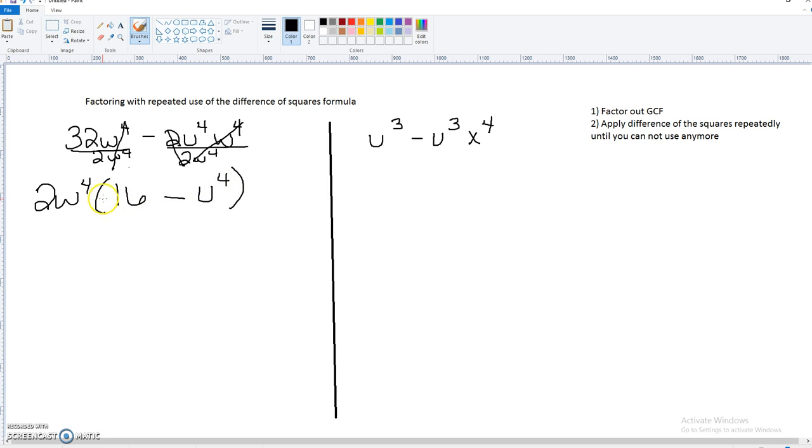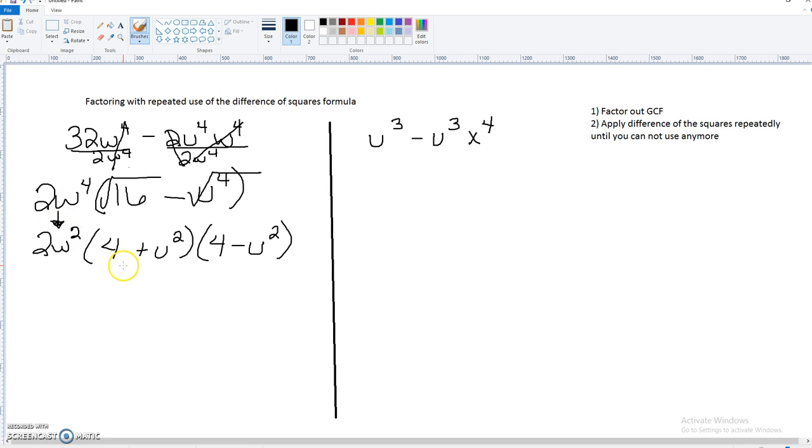So if we take the square root of both, we get 4 plus u squared, 4 minus u squared. Because remember, this was our rule that we learned a couple of topics ago. I'm going to kind of keep bringing this down. Okay. Now, as you can see, this one's got a positive sign, and so this one, we can't use the difference of the squares. The difference of the squares only works when it's subtraction. So then, I'm just going to bring this down.